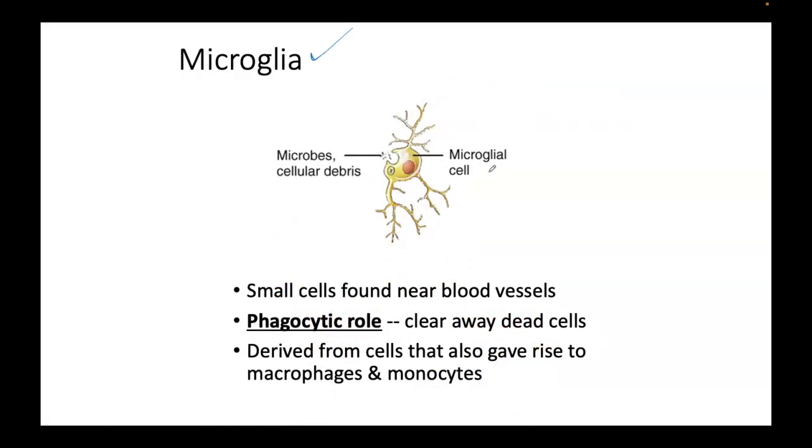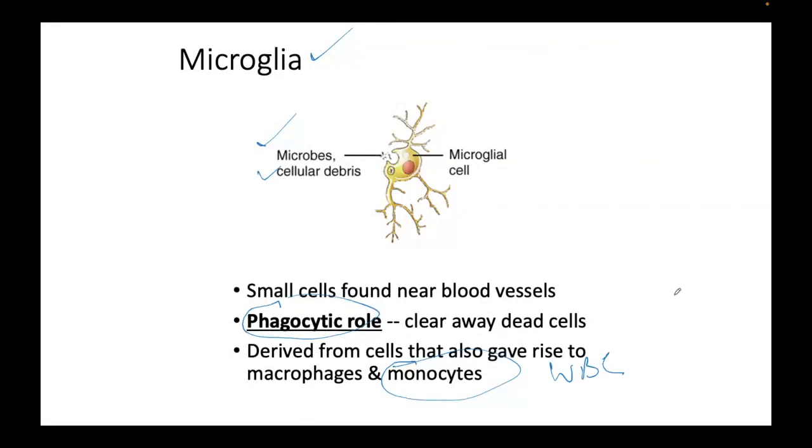Microglial cells: it's a phagocytic cell. It kind of eats and breaks down foreign debris, microbes, cellular debris. It's phagocytic. It's derived from cells that gave rise to macrophages and monocytes. Okay? A microglial cell started as a monocyte, which is a white blood cell.